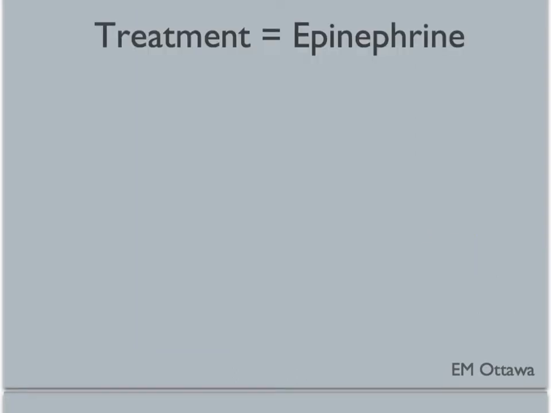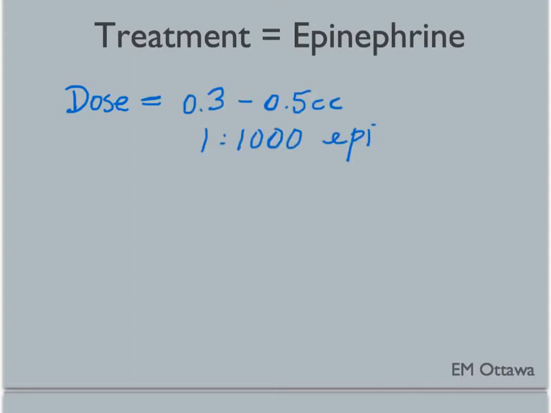If the airway is obstructed, the main treatment is epinephrine. It is usually given intramuscularly. The dose is 0.3 to 0.5 cc of a 1 in 1,000 epinephrine solution. We then monitor the airway closely. The same dose of epinephrine can be given repeatedly after 5 to 10 minutes if the symptoms do not subside.